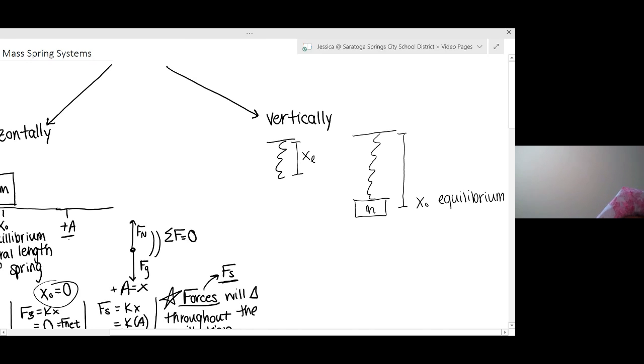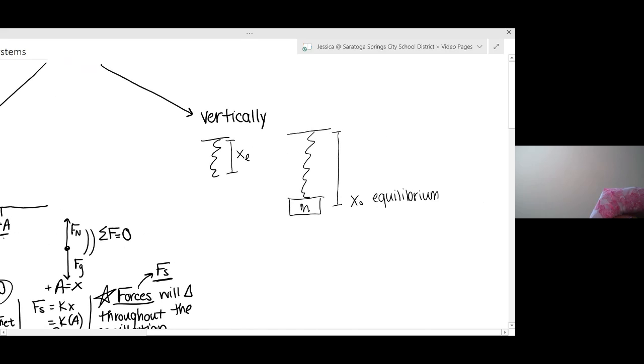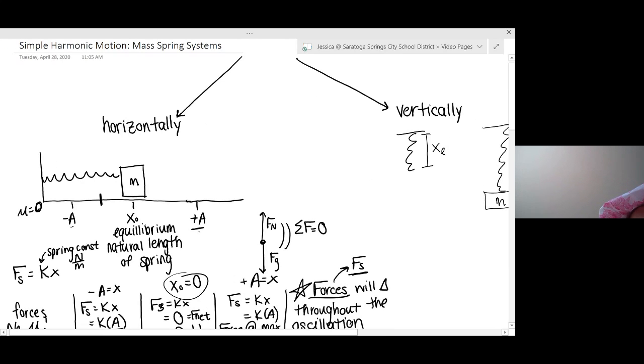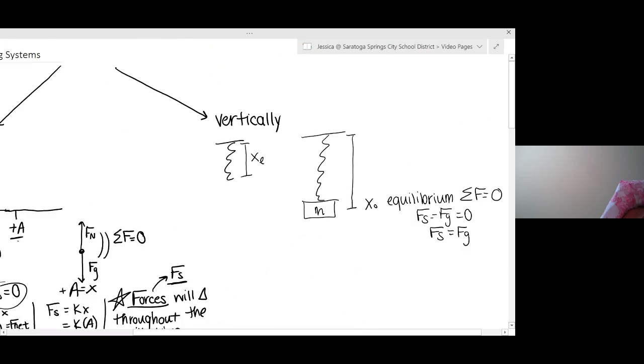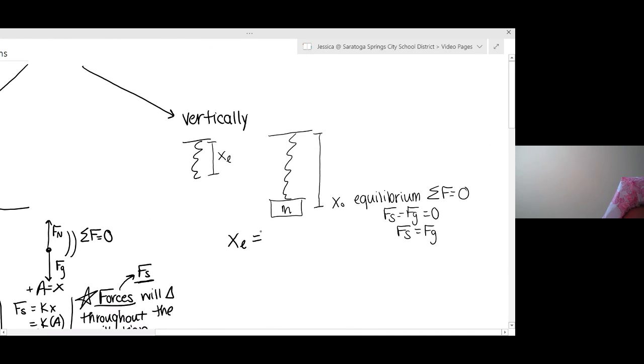We call it equilibrium because at this equilibrium position, the net force is going to be 0, which means that the spring force, Fs, minus Fg is going to be equal to 0. So the spring force and Fg are momentarily equal to one another. This is different than the horizontal one, because in the horizontal position, the equilibrium and the natural length of the spring were the exact same length. But here, the natural length of the spring and the equilibrium position are not the same length.